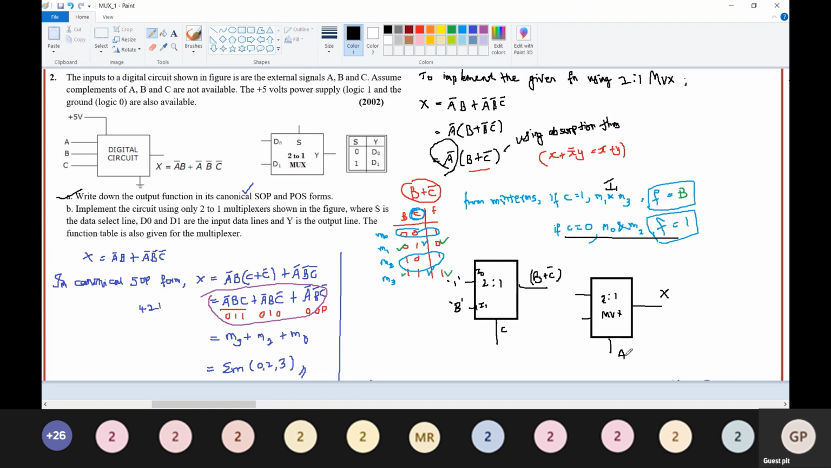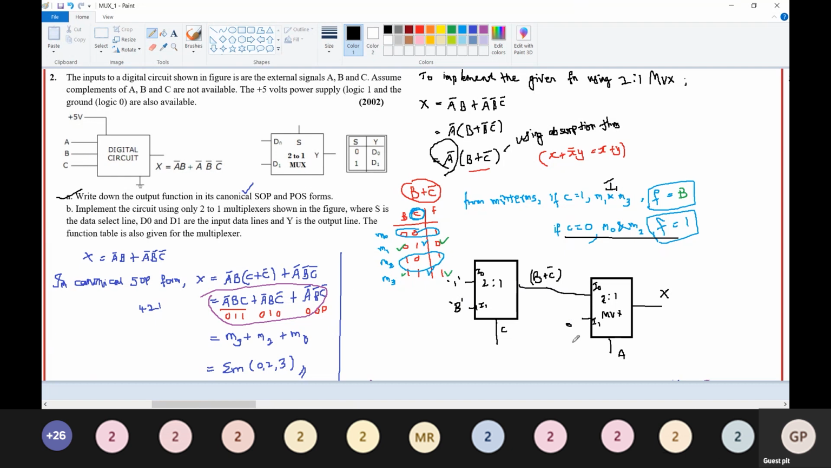So when A equal to 0, this is going to be I naught and I1. This is I naught and this is your I1. So when A equals 0, I naught will be selected, which is connected to this F. When A equal to 1, I1 is selected, so this should be equal to 0.